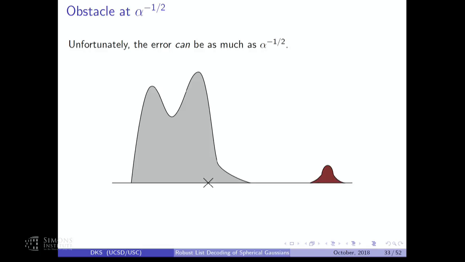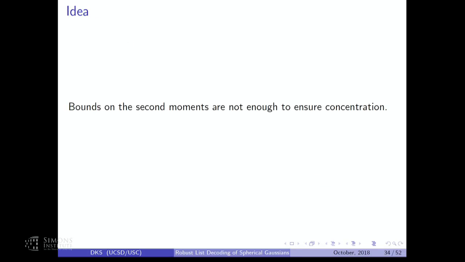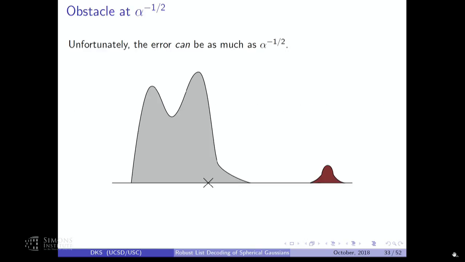Because maybe what we have is some big cluster of points near some mean. And then our good points are this tiny alpha fraction of points somewhat displaced from that mean. Our good points, though, can be displaced by as much as alpha to the minus a half, before they contribute more than one to the variance in that direction. And so if we're willing to live with variances as large as one or even log one over alpha, then we certainly can't detect the fact that our good samples are off by alpha to the minus a half.